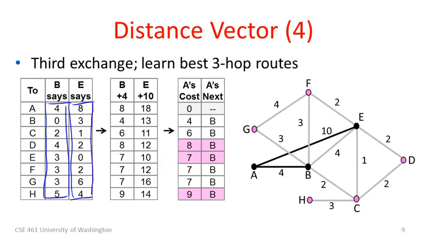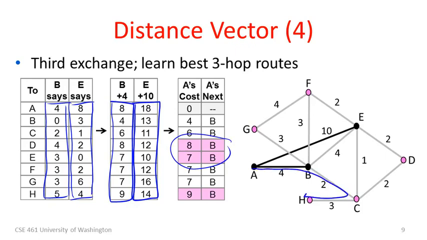We'll go through the same steps of adding 4 to B to get this column, adding 10 to E to get this column, then selecting all of the minimums across these rows. What happens? Well, you can see several of these ones didn't change, but we did get better options for a few ones here, where we already had routes, I think. H is new. We didn't know how to get to H before, but now we had a route to H here.